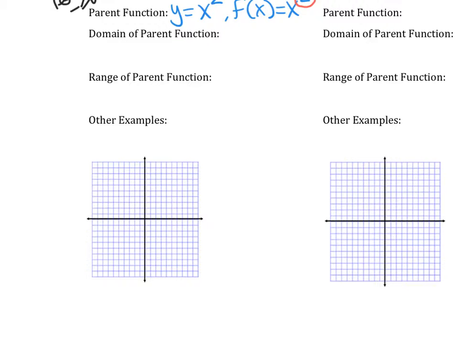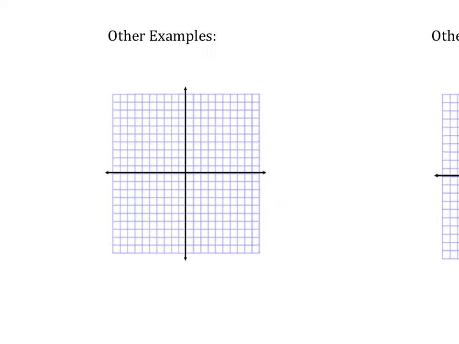And if you hit second graph, you can look at the table to get some specific points. So 0, 0 should be one of them, 1, 1, and negative 1, 1, 2, 4, and negative 2, 4, and 3, 9, and negative 3, 9.